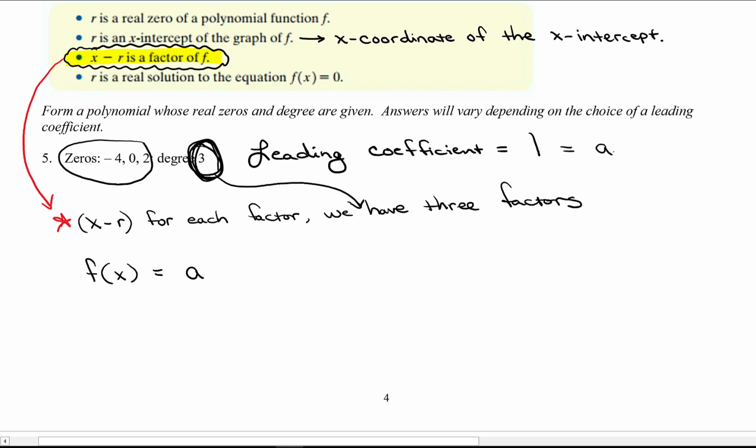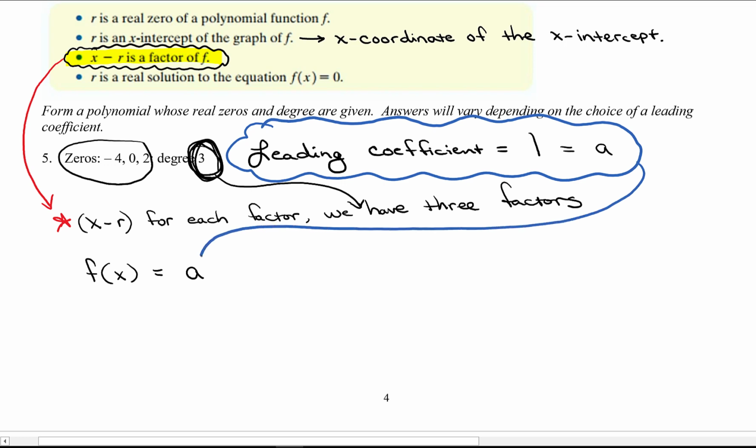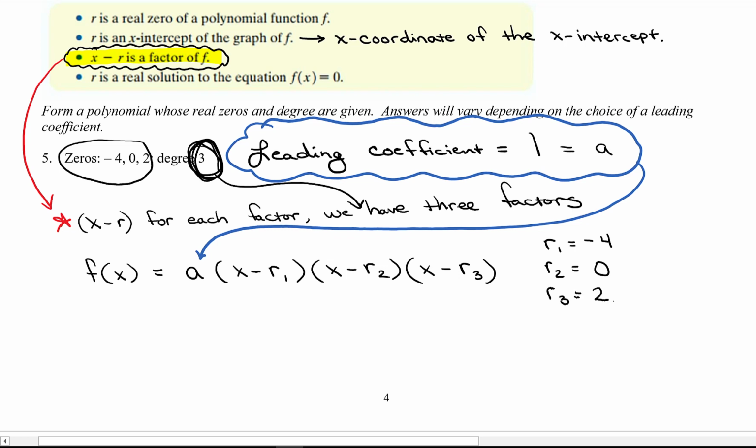So the general form is going to look something like this. f of x is equal to a. We had already decided to choose a, our leading coefficient, to be 1, so I'll substitute a 1 there. Then we have x minus r sub 1 times x minus r sub 2 times x minus r sub 3. 3 factors. Let's substitute: for r sub 1, negative 4; r sub 2, 0; and r sub 3, 2. All right.